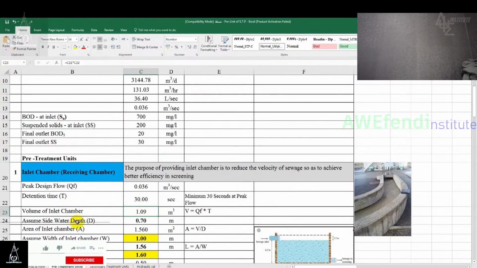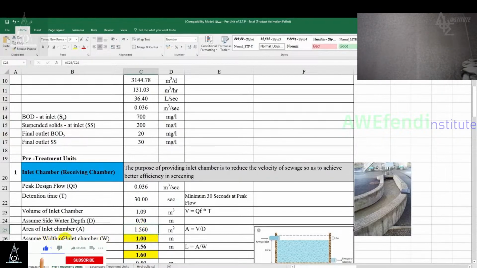Assume side water depth 0.7 meter. Surface area of inlet chamber equals the volume divided by the water depth. So this cell equals volume divided by water depth. This is the surface area of the inlet chamber.